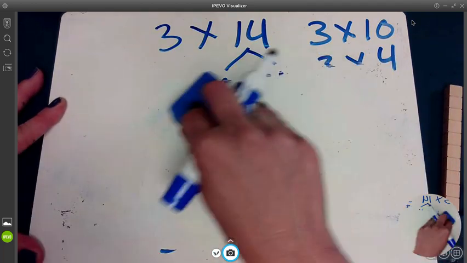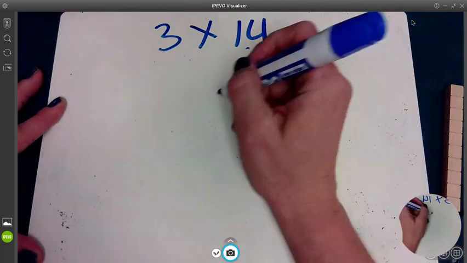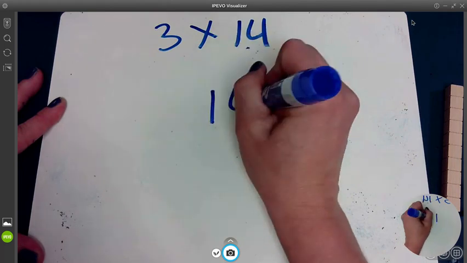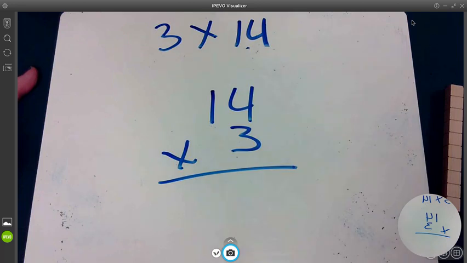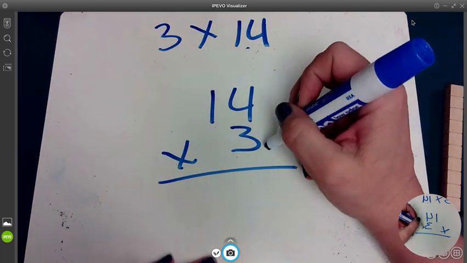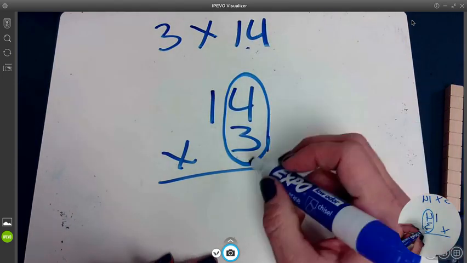We do eventually move over to doing the algorithm. So instead of breaking apart 14, we will write 14 times 3 and do our multiplication this way. This is what we are used to. One thing that I do with my students is something called lots of love. So they'll circle everything in the ones place. 3 times 4 is 12.